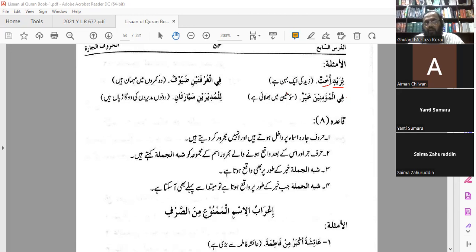Very good. Now you see that after shibhul jumla, ukhtun is what? Nakira. It is not marifa. Fil mu'minin khairun, nakira. Fil ghurfataini zuyufun, this is nakira. Lil mudiraini sayyaratani, this is nakira. So when shibhul jumlati comes at the beginning of the sentence, the khabar is khabar muqaddam, then mubtada mokhar comes later on, and that is a nakira, not marifa.